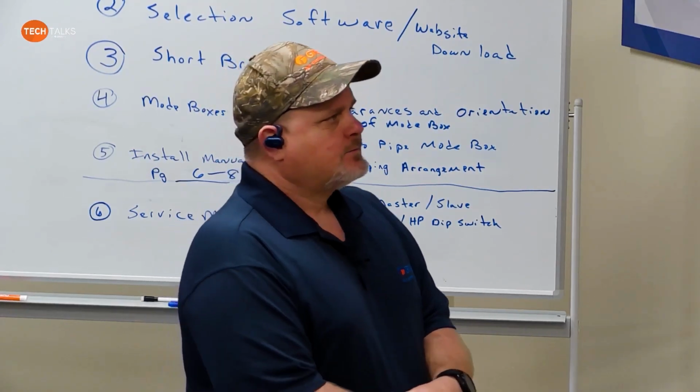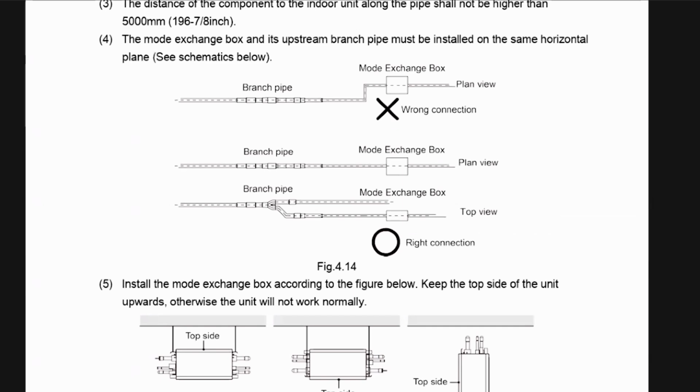So we also want to show you the proper way to install a mode exchanger. If you've seen in that first example, you can't run your branch pipe like that and then go up and into the mode box. It has to be straight across. And your branch Y pipe, it's hard for them to show in a diagram, but that Y branch is laying flat. Even though the picture kind of looks like it's standing up on end, it's not. It's got to be level.